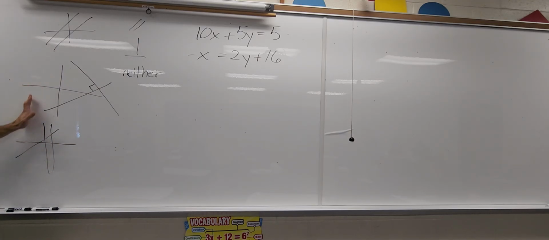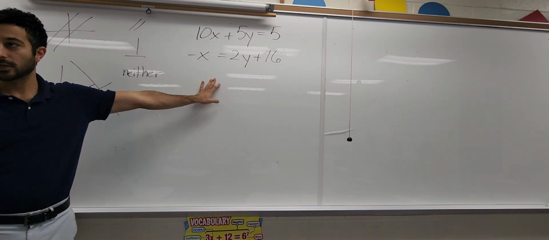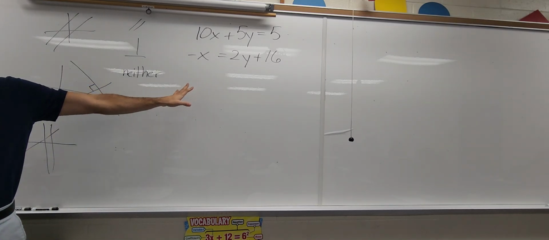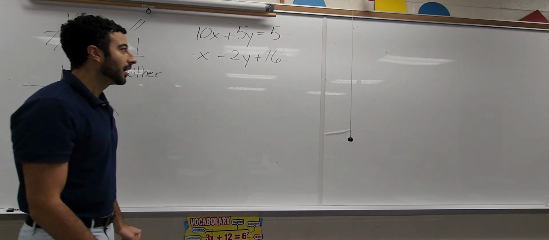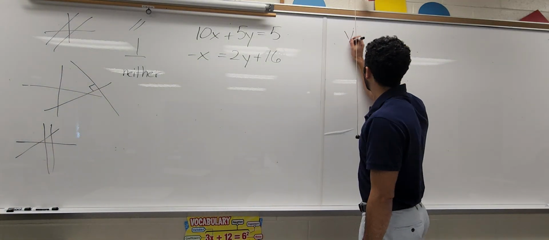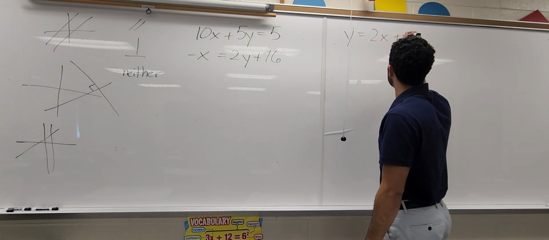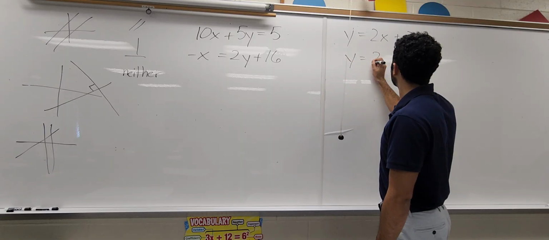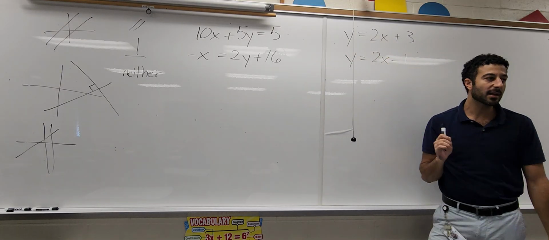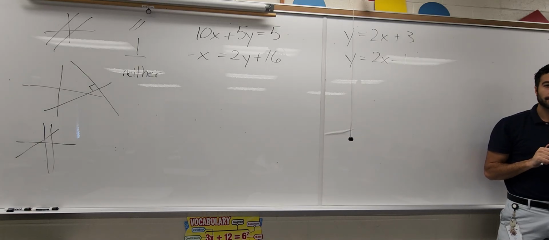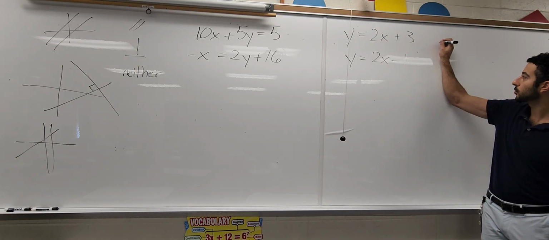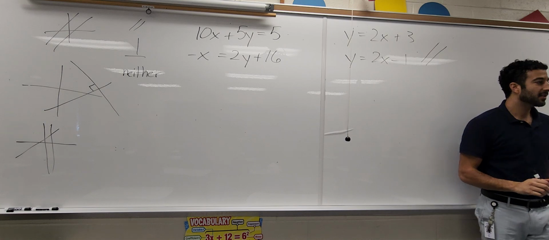Do we know how to find out which of these 3 categories it is if we don't have the drawing and we just have the equations? No, that's not the strategy I'm looking for. Okay, what if I gave it to you in this format? y equals 2x plus 3 and y equals 2x minus 1. Could you tell me if that's parallel or perpendicular or neither? What would it be? Parallel. Why is this situation parallel? They have the same slope.